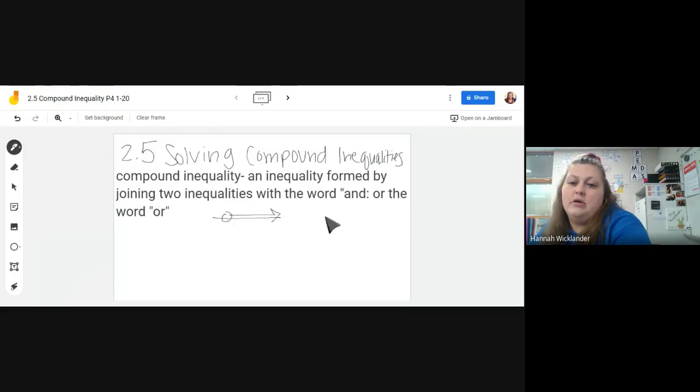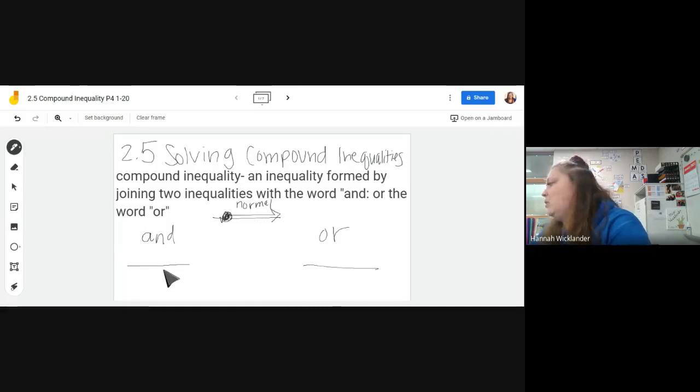And it goes like that, or it goes the other way. Might be shaded in, might be an open circle. Compound inequalities are a combination of two inequalities joined by the word "and" or the word "or", and they look a little different. So this is a normal one.